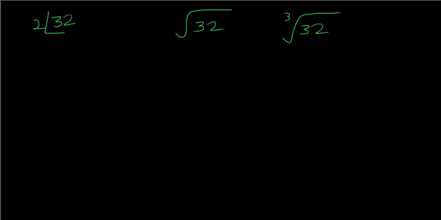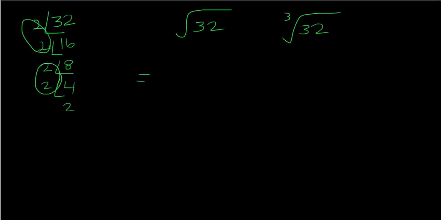So 2 goes into 32 16 times, and 2 goes into 16 8 times. I keep on going because 8 is not prime. 2 goes into 8 4 times, and 2 goes into 4 2 times. Okay, so with the square root of 32, I'm looking for groups of 2. Here's a group of 2, and here's a group of 2.